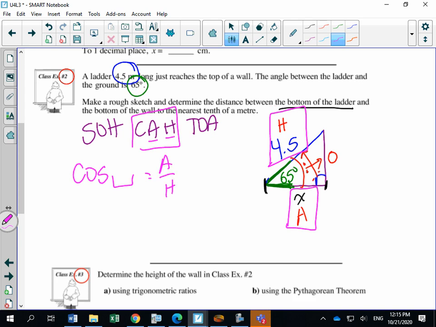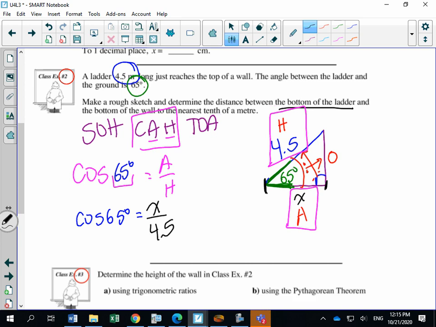The given angle that they gave me, Antonio, is what? 65 degrees. So that goes in there. Now what I could do is rewrite this, and I need to take out that A and H, and put in what A is and what H is. So I scan here. A is X, so X goes there. H is 4.5, goes there.